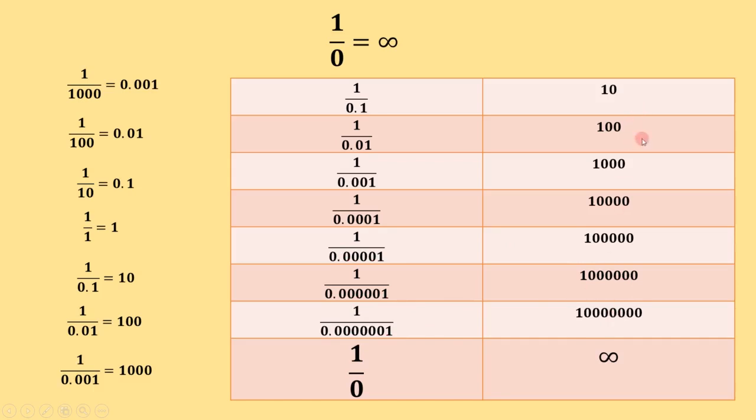So you can see that this value goes on increasing as we keep on decreasing the denominator more and more. So at last, 1 over 0 will be equal to infinity. So it means that when our denominator touches 0, we'll find this value an infinitely large one. So in this case, we assume that 1 over 0 is equal to infinity.